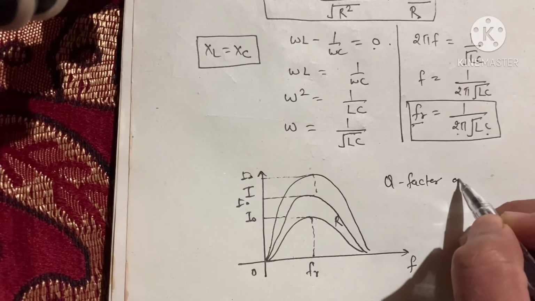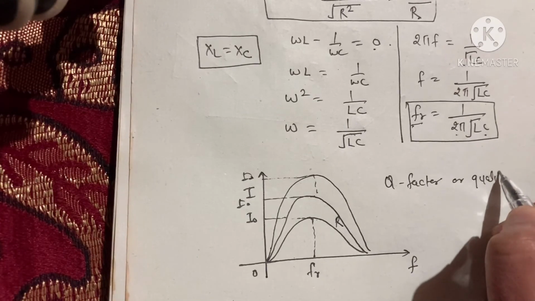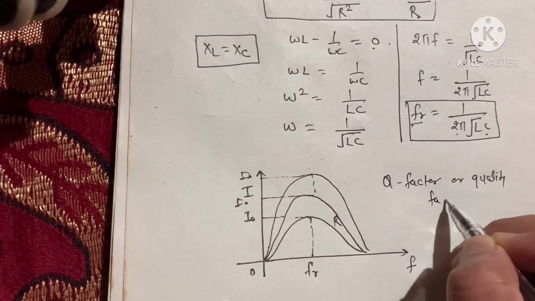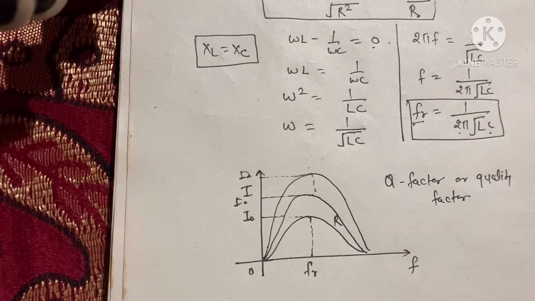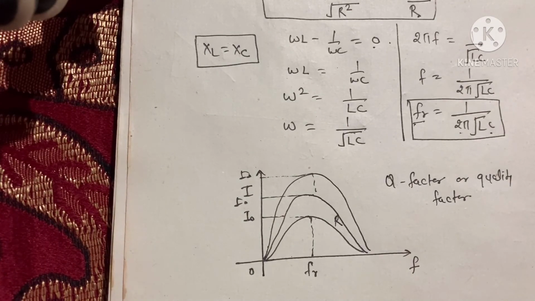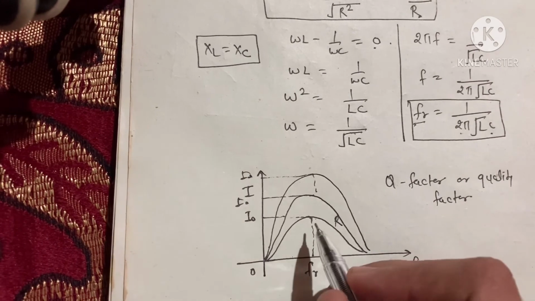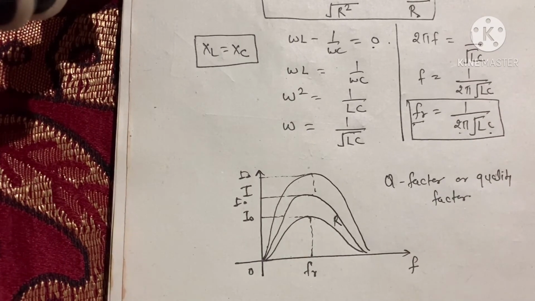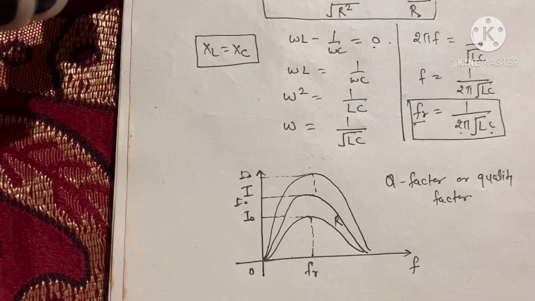This is the short form, Q, or quality factor, which measures the sharpness of this peak. Sharpness can also be expressed through bandwidth, which is not included in our syllabus, and in the CBSE board it is not given in the syllabus. But if you want, I can derive the relation for the sharpness factor, the quality factor.